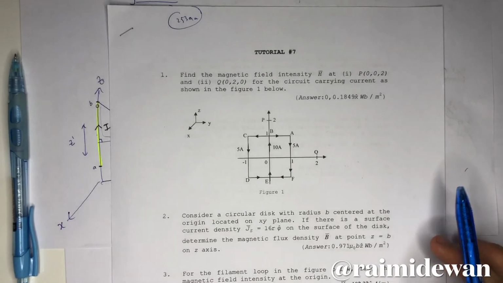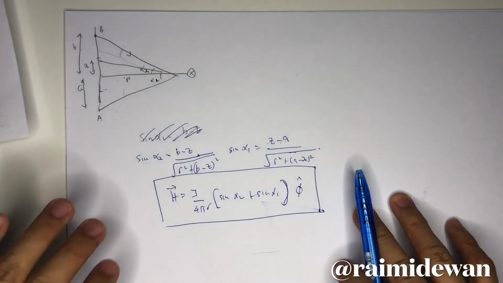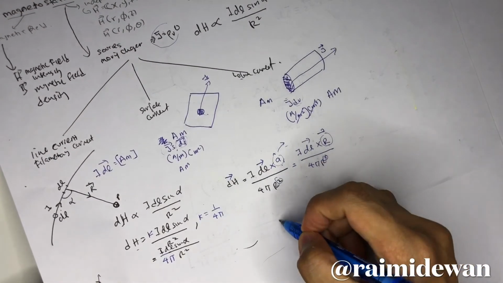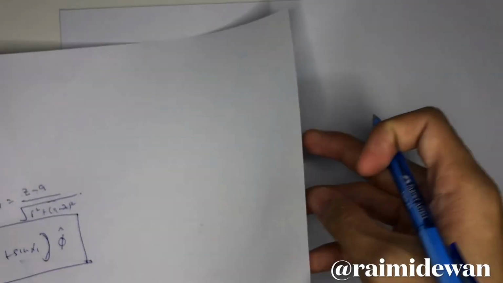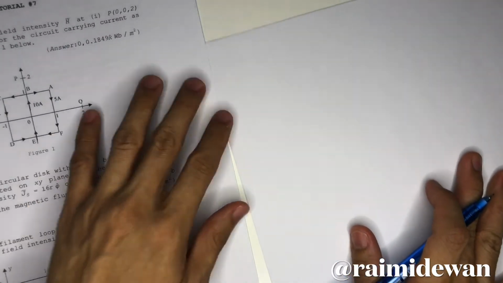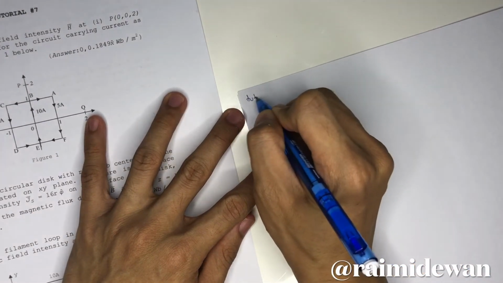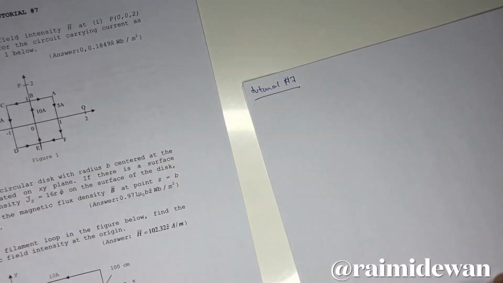Okay, we put this away. If this is page 1, this is page 3 then. Now we go for the tutorial. You have this tutorial, so you can try to do it. Tutorial 7, find the magnetic field intensity.